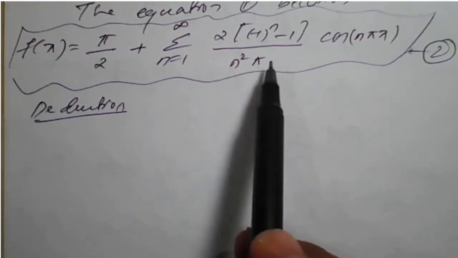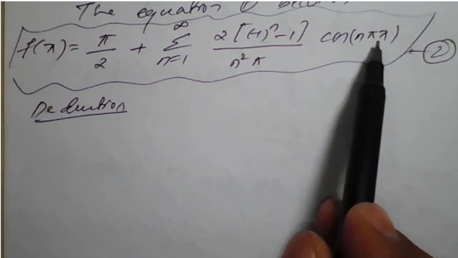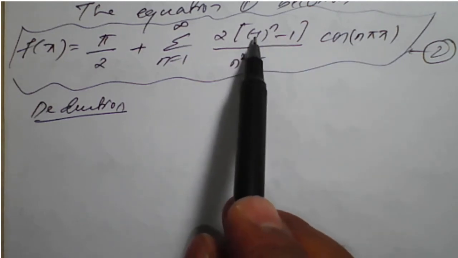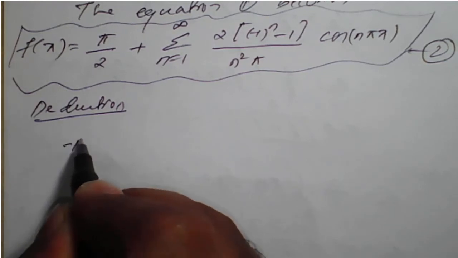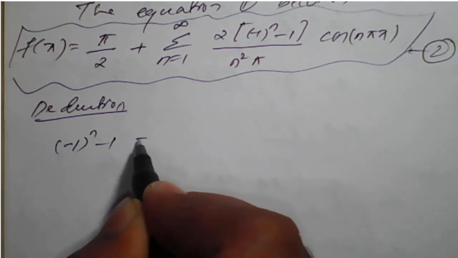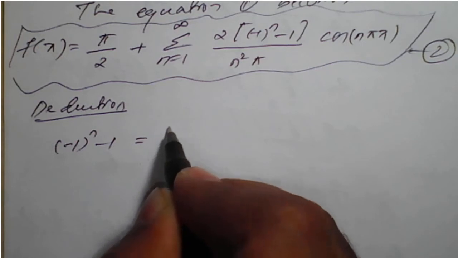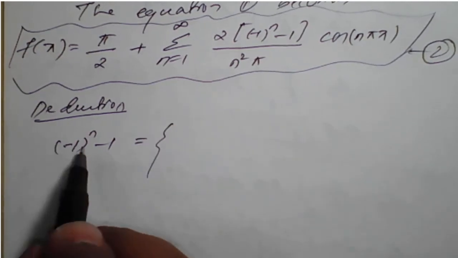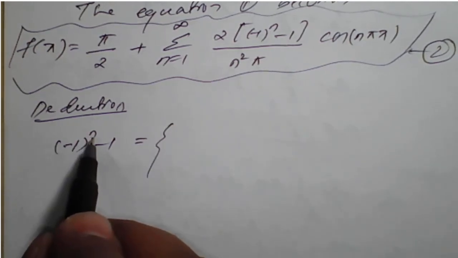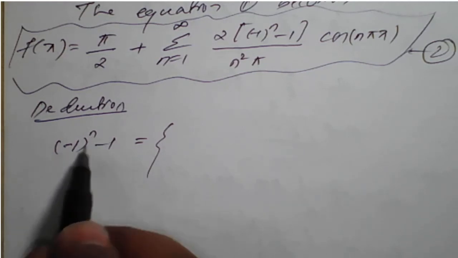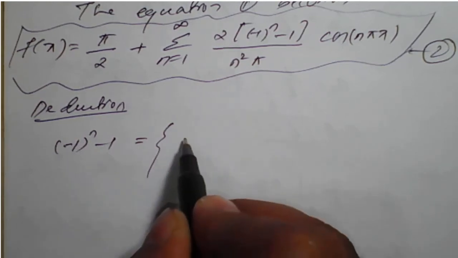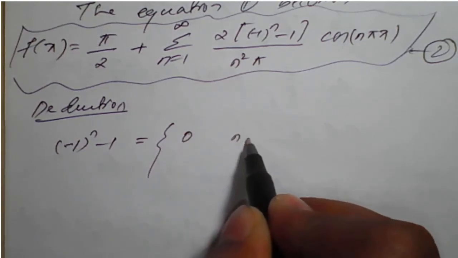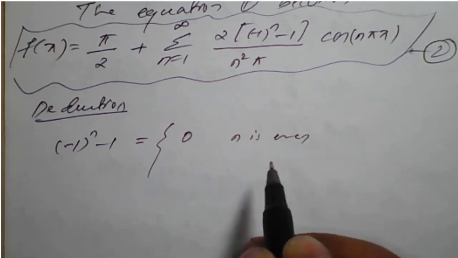So here first we'll think of what here, nπx will not replace the value of x. So here we have (-1)^(n-1). So (-1)^(n-1) is nothing but, if you replace n with even numbers, so even numbers means 2, 4, 6, what happens here? It will become 1 - 1. If n is even, it will become 0.